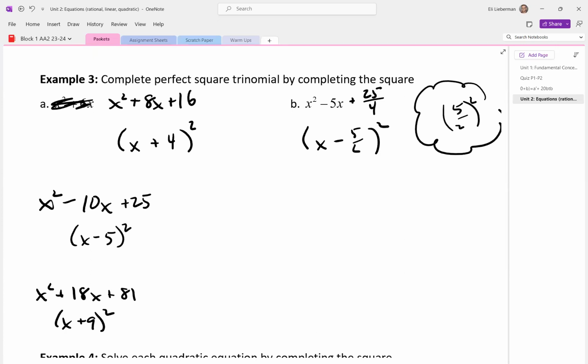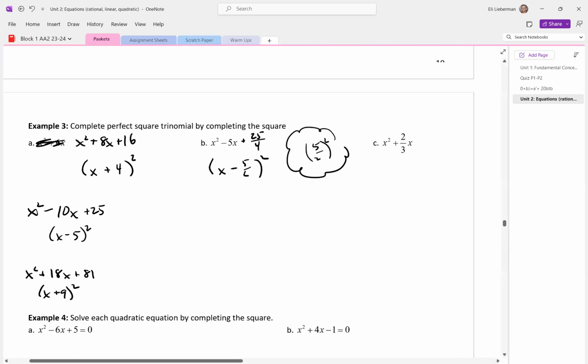Let's check. If we're going the other direction, you know how to expand that with x squared in the first term, 25 fourths goes to the last term, and that middle term, you're just taking this times this and then doubling. So 5 halves times x times 2, 5x. All is good in the world. I know it's exciting. Did you finish C already?